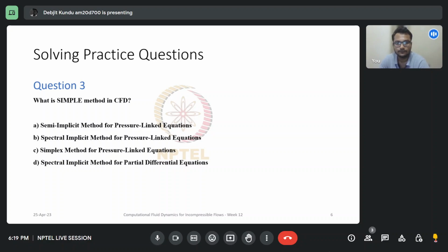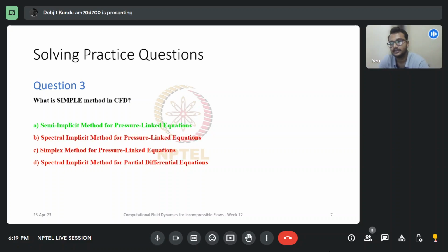What is the full form of the SIMPLE in SIMPLE algorithm? Is it option A, semi-implicit method for pressure-linked equations? Option B, spectral implicit method for pressure-linked equations? Option C, simplex method for pressure-linked equations? And option D, spectral implicit method for partial differential equations. Let's have a look at the solution.